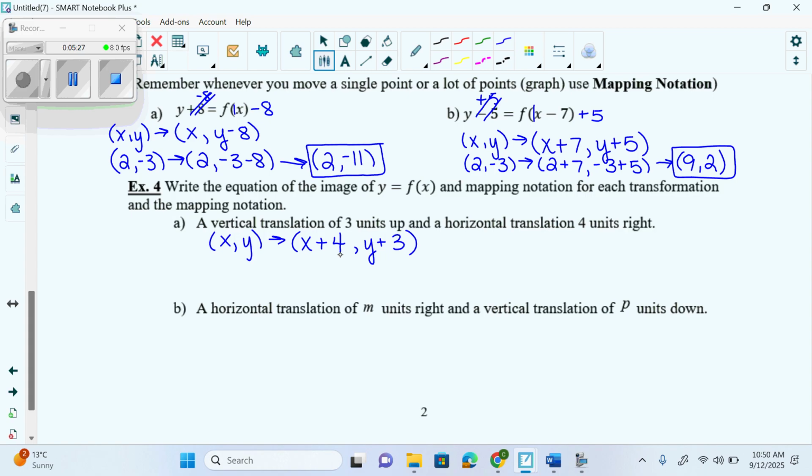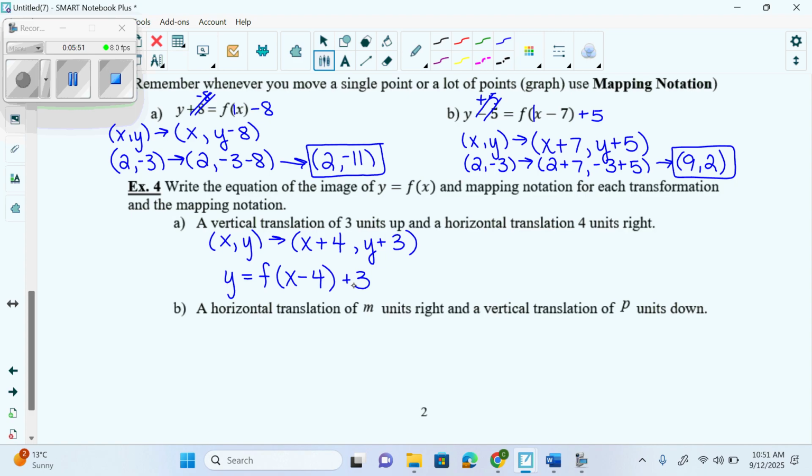Now words and mapping, either one to equation, the x's are going to switch. So my equation is going to be y equals f of x minus 4 plus 3. Because this moves 4 to the right, this is 4 to the right. Remember, mapping and equation are always opposites.